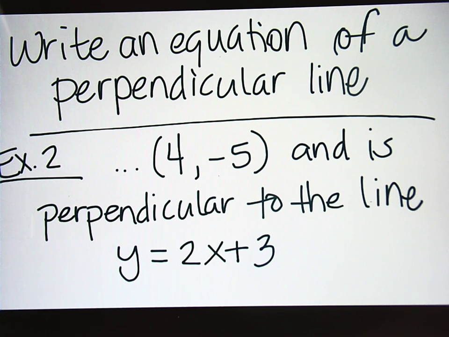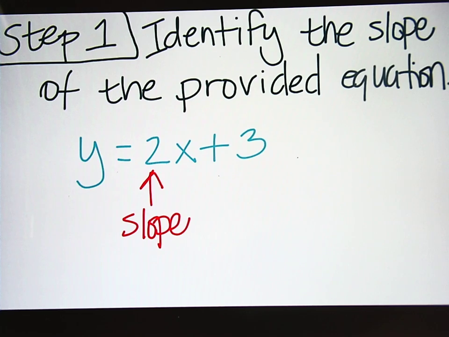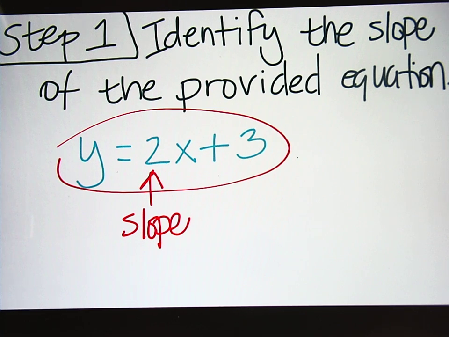All right, your next subtopic: write an equation of a perpendicular line. You're given a line that has a point (4, -5), and it's perpendicular to the line y = 2x + 3. Step 1, identify the slope of the provided equation. So here's our provided equation. Since it's already in slope-intercept form, it's quite easy for us to identify the slope, which is 2.